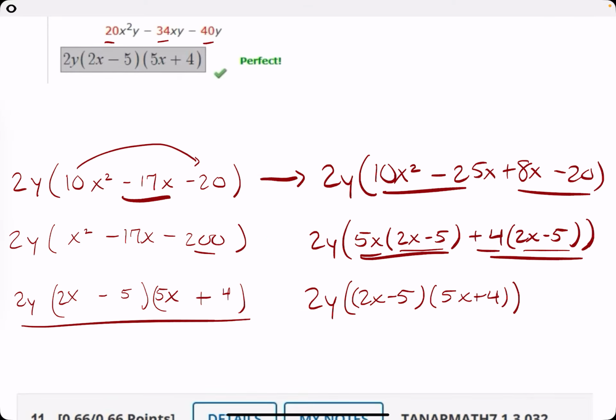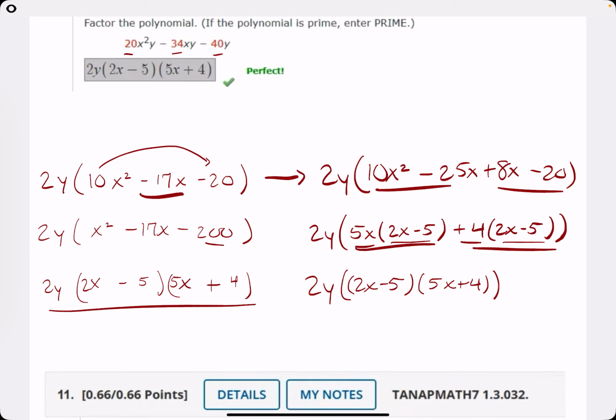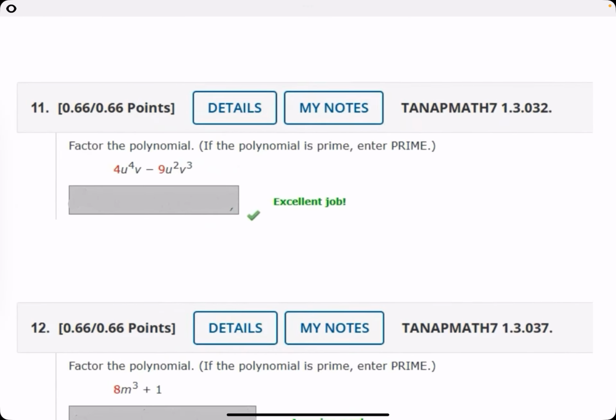Quite the mamma jamma, but we get there either way. All right, I'm done doing 2 methods for each problem. Let's keep going.